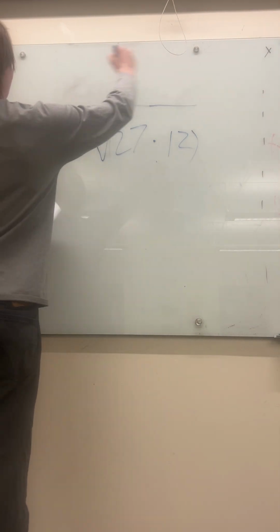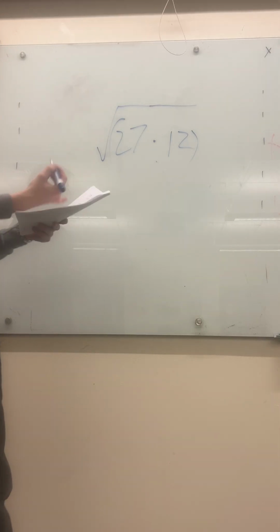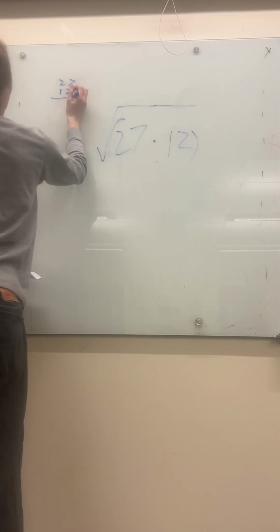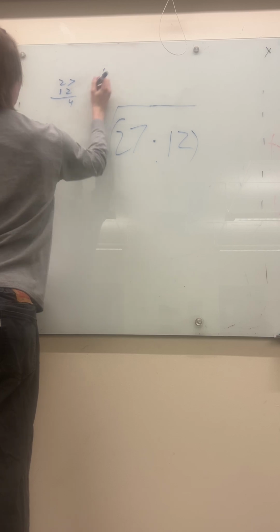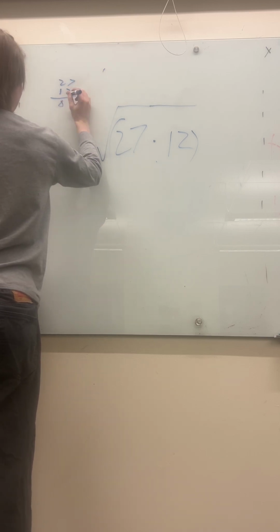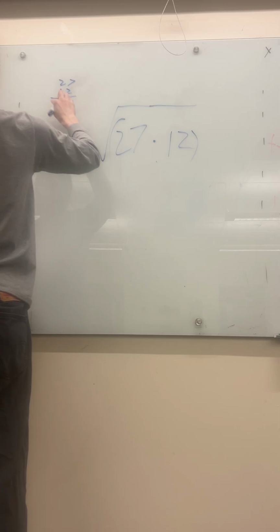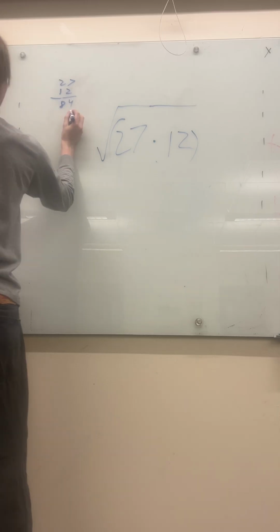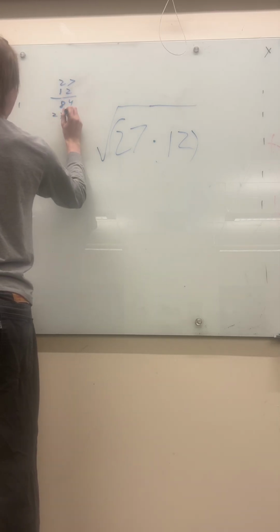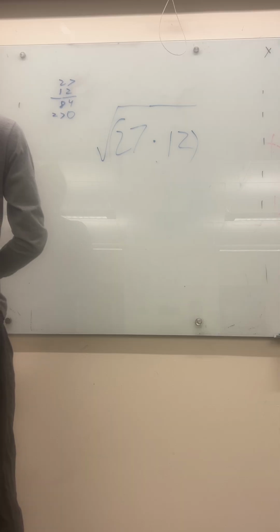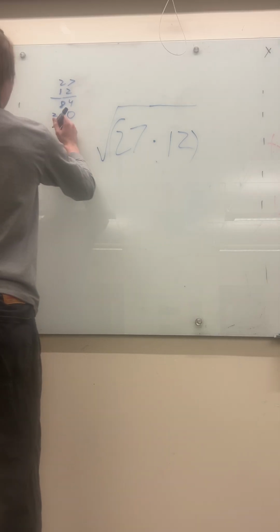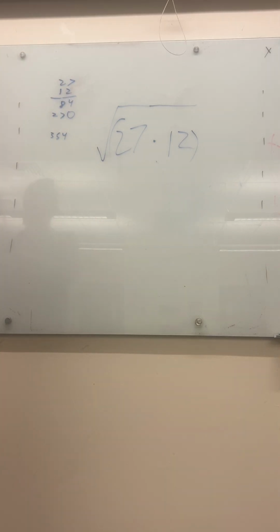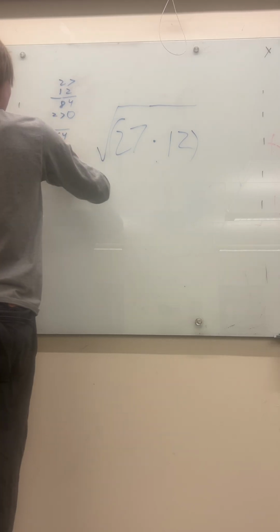I'm just going to do the long multiplication because I got it wrong, so it's not on here. 27 times 12. 2 times 7 is 14. Put the 1 here. 7 times 1, and then add the 1 is 8. 84. Put a 0 here. 10 times 27, 270. So 8 plus 7 is 15, so it's going to be 324. The square root of that is 18.